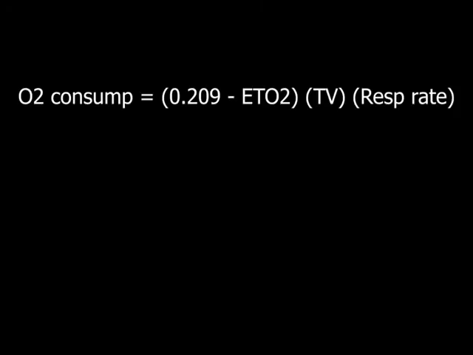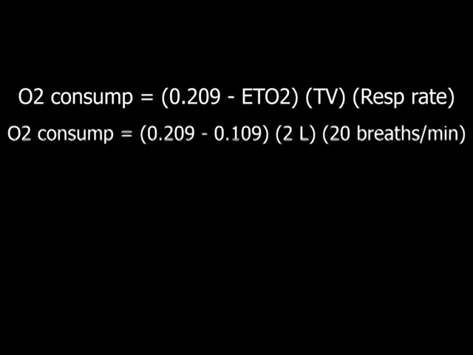So, O2 consumption equals 0.209, that's the percent of O2 in the atmosphere, minus the exhaled tidal oxygen, that entire thing times the tidal volume times the respiratory rate. If you plug in your numbers, you're going to get 0.209 minus 0.109 times 2 liters times 20 breaths per minute. And that should give you an oxygen consumption of 4 liters per minute.